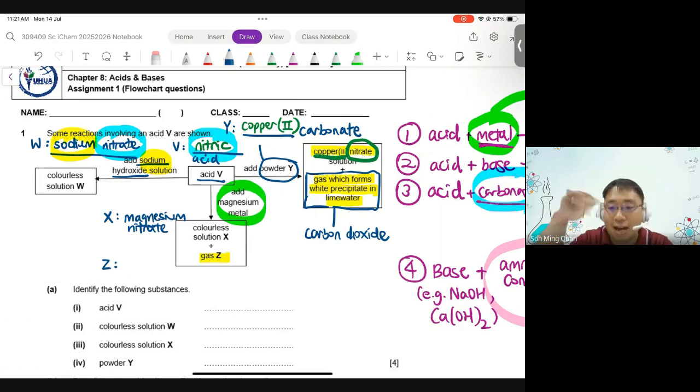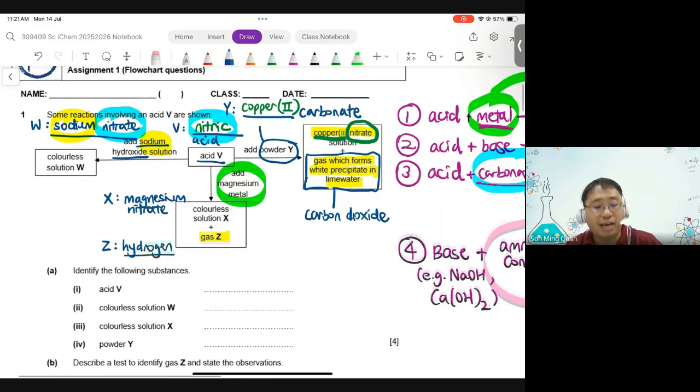Even if you are not asked for gas Z, you should try to work it out, and you can. So what do you think is gas Z? If you think about it, this is magnesium metal. A metal produces a gas called hydrogen. Okay, and this is how we deduce all 5 unknowns for question 1A.